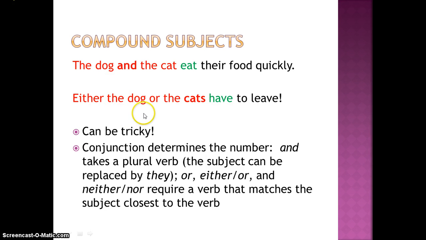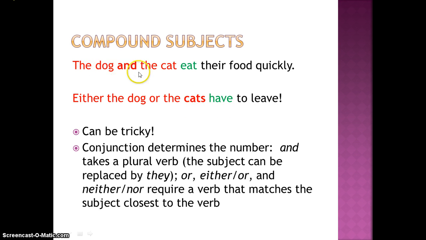Okay, so what do you do when you have either or? Ta-da! That one depends on the closest subject. So here's the subject. Here's the subject. The subject closest to the verb, which is in green, is plural. So the verb needs to be green.